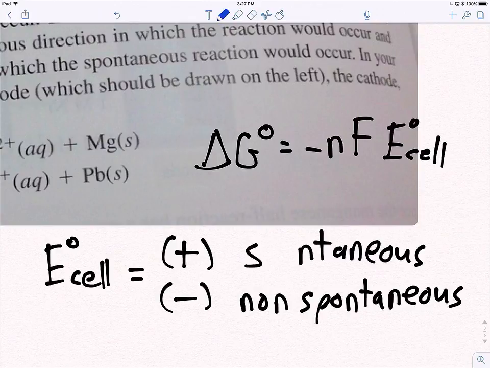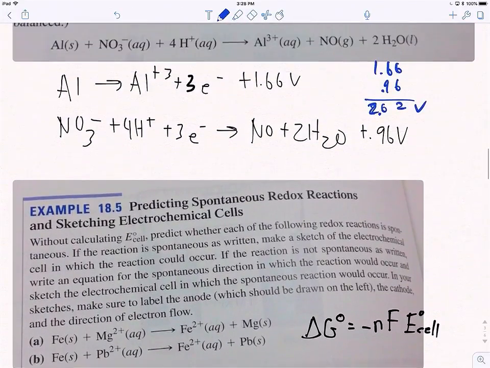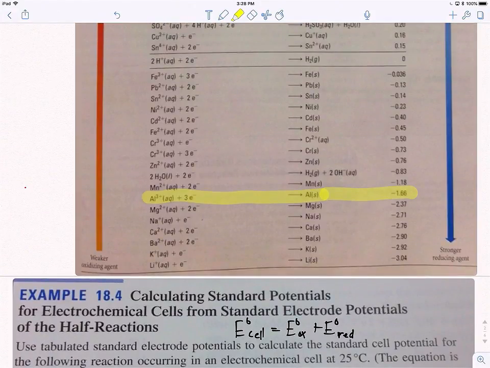Remember, if delta G is negative, it's spontaneous. Positive is not spontaneous, which means if E0 cell is positive, delta G is negative, then it's going to happen. If E0 cell is negative, it's not going to happen. So let's look at iron and magnesium. Let me change colors here.